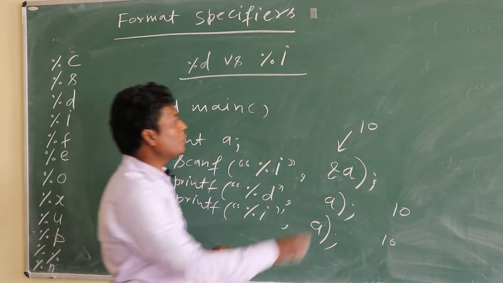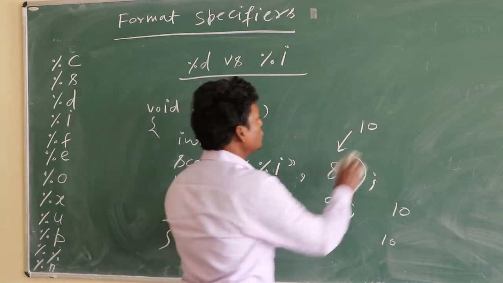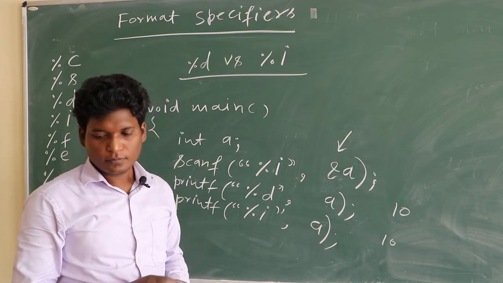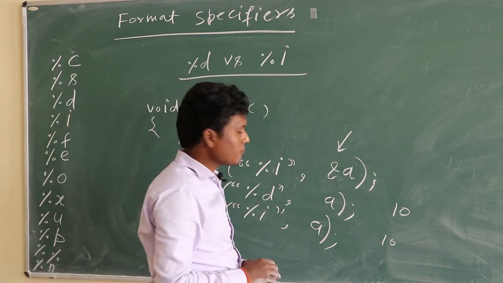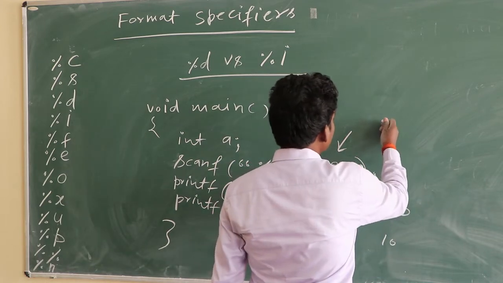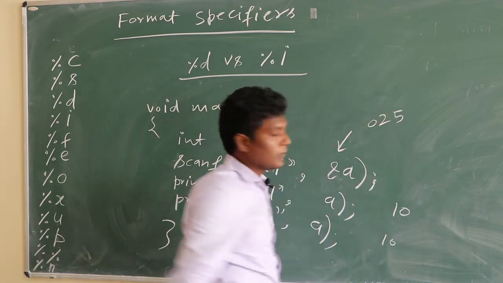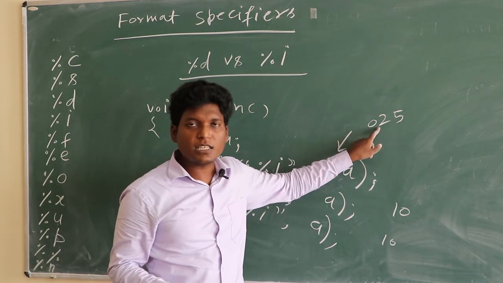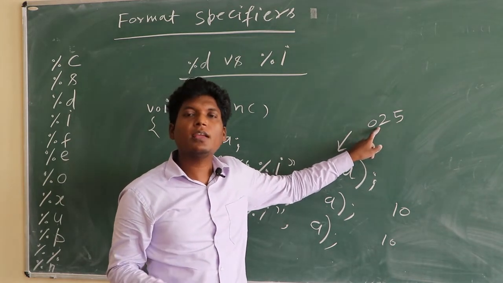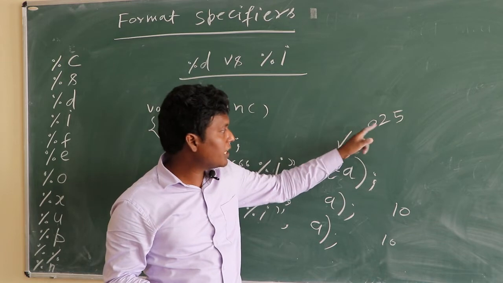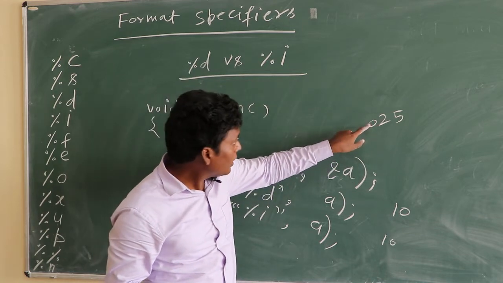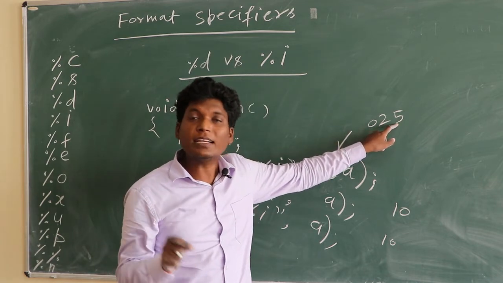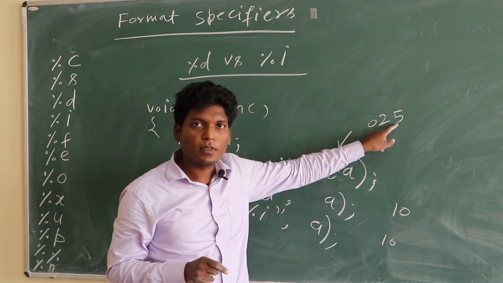But suppose you enter 025. This is an integer value, but this integer value is in the octal number system, because there is a leading zero. There is a leading zero, that's why 025 is an integer value, but not in decimal. It is in the octal number system.